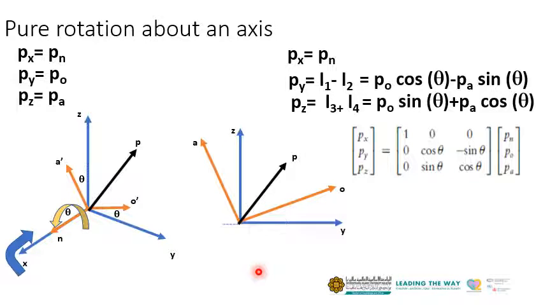So this is the P point. With respect to the NOA frame, the P point will also be rotated because it is within the NOA frame. So PO and PA will remain the same. Okay, now let's do this drawing so that we can derive it quickly and easily.